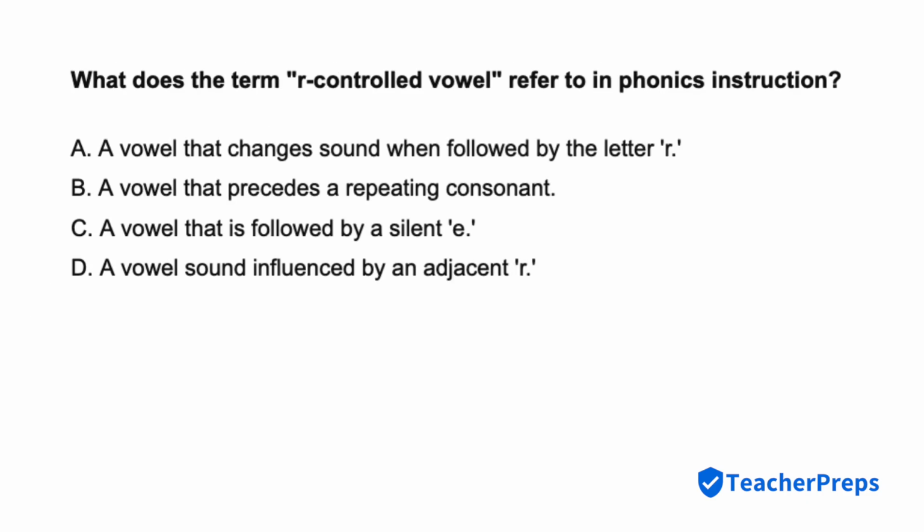Moving on, what does the term R-controlled vowel refer to in phonics instruction? Correct answer. D. An R-controlled vowel refers to a vowel whose sound is influenced by the following R, changing its pronunciation, such as in car or horse.